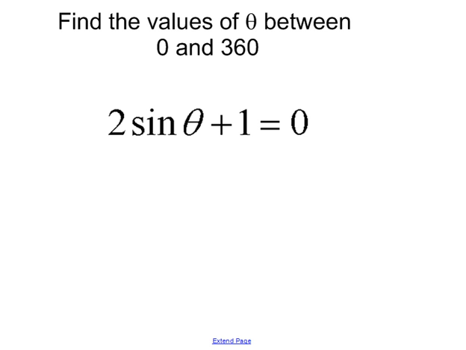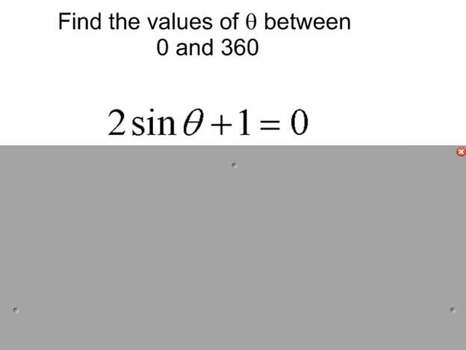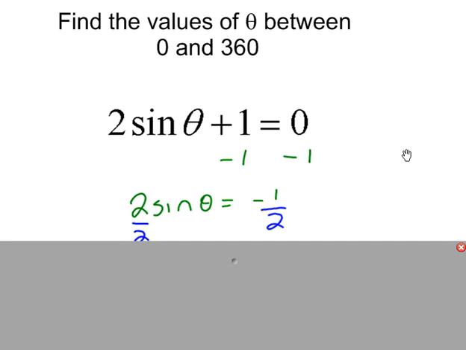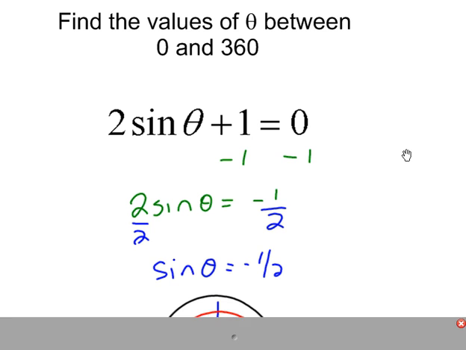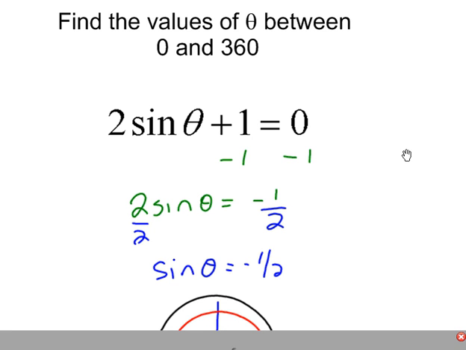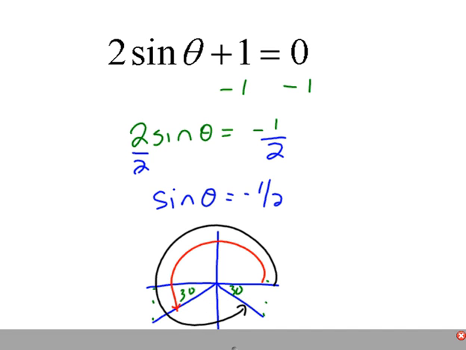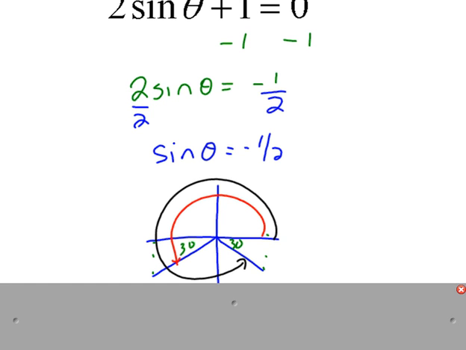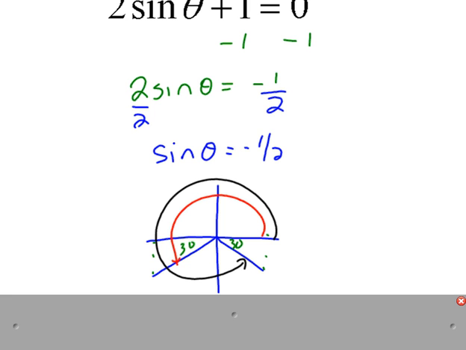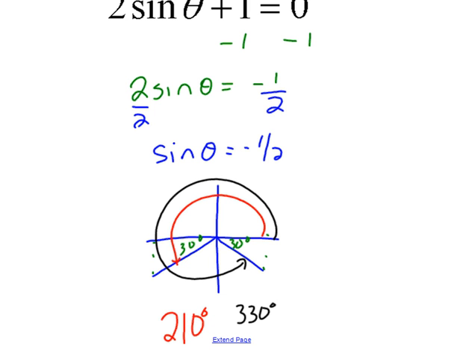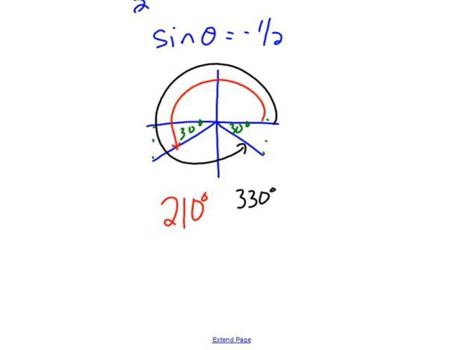All right, why don't you pause the video on this one, look at what you have. Hopefully you were able to subtract the 1, divide by 2, end up with sine theta equals negative 1/2, asking yourself what quadrants you should be in. Hopefully you ended up in the third and the fourth quadrant because sine is y and y is negative there. And then figuring out that your reference angles should be 30 degrees. And then figure your answers are 210 and 330 degrees.